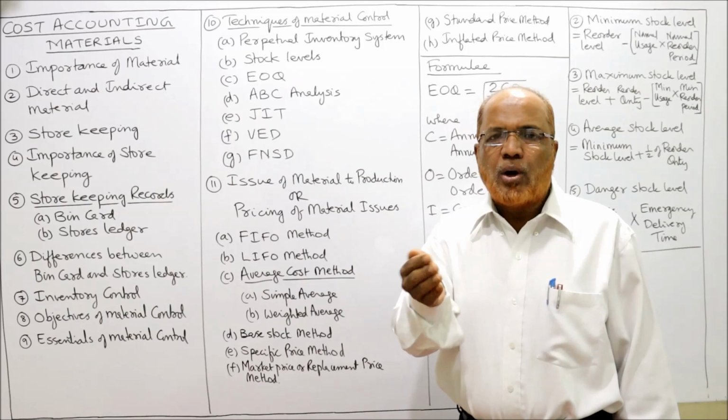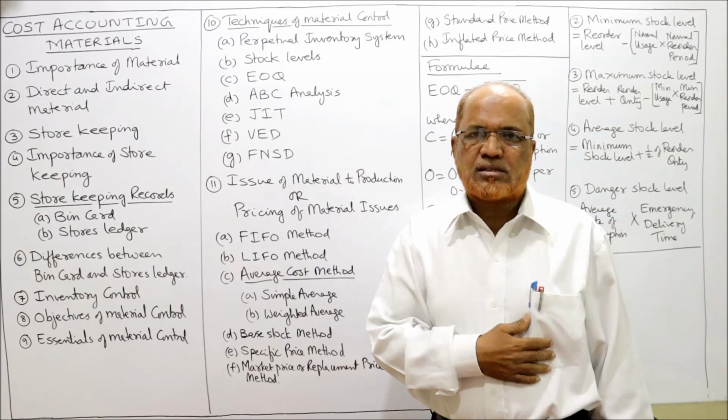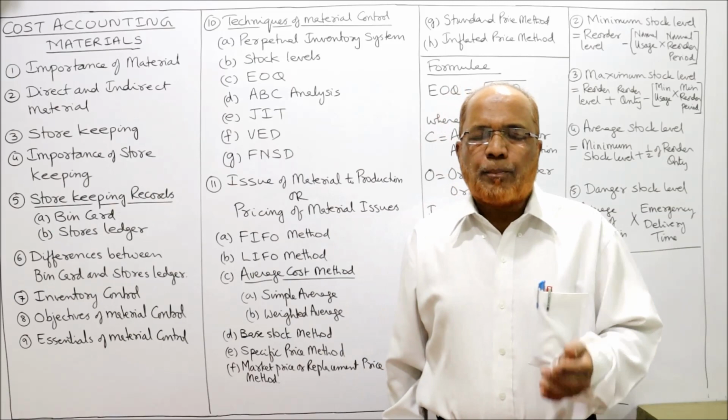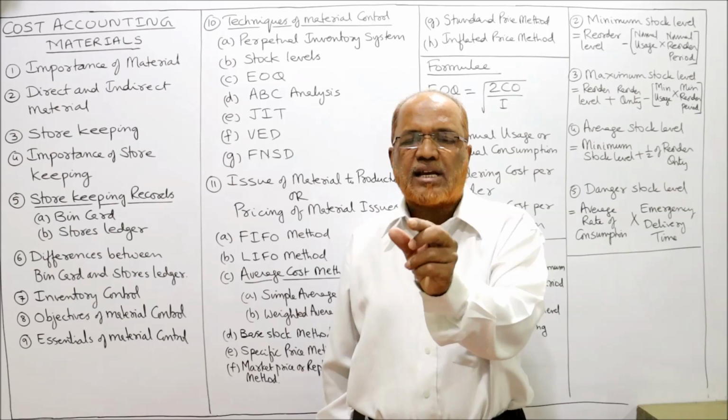Two costs are attached with inventory, that is ordering cost and carrying cost. If we give more orders, ordering cost will increase. But carrying cost will be less because we are keeping less quantity in the godown. Suppose if we give less orders, the ordering cost will decrease, but carrying cost will increase. So there is inverse relationship between ordering cost and carrying cost. The total inventory cost consists of ordering cost plus carrying cost.